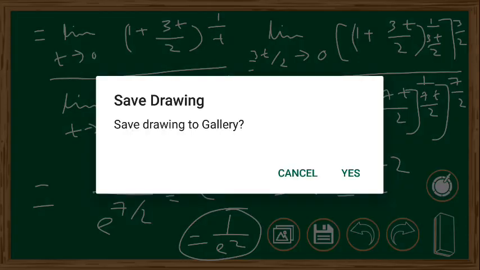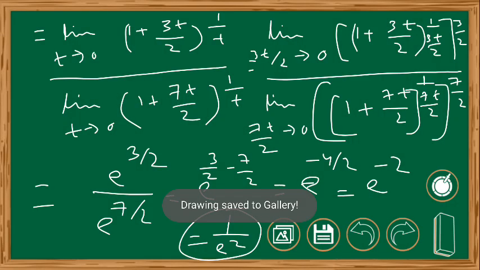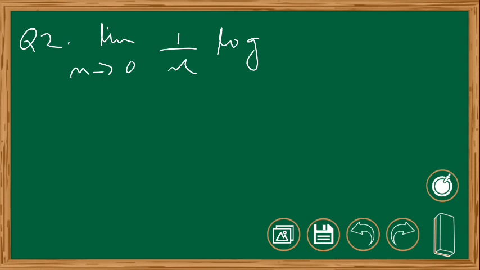Right? So let me save this page. Let us proceed to the next question. Our next question, this is question number 2 for today: limit x tends to 0 of (1 by x) log of (1 plus 3x) divided by (1 minus 2x).